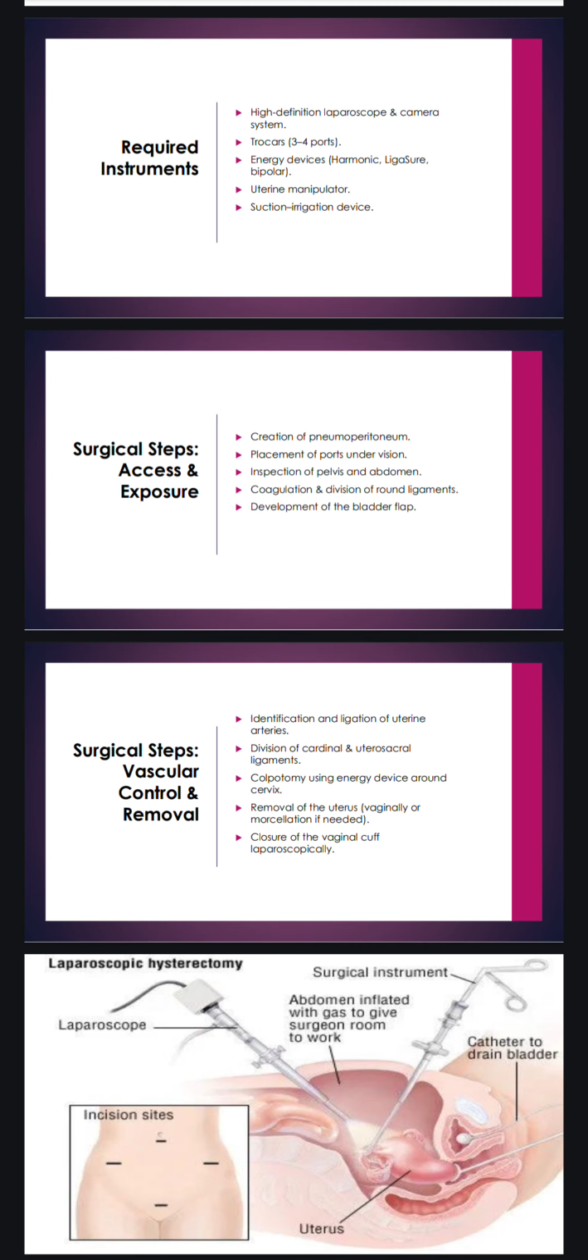The procedure starts with creating a pneumoperitoneum, then we place the ports under direct vision, and then we inspect the pelvis and the abdomen, and then coagulate and divide the round ligament, and finally develop the bladder flap. Next, we identify and ligate the uterine arteries, and we divide the cardinal and uterosacral ligaments, then perform a circumferential colpotomy around the cervix, and the uterus is removed either vaginally or by morcellation if it's large. At the end, we close the vaginal cuff laparoscopically.